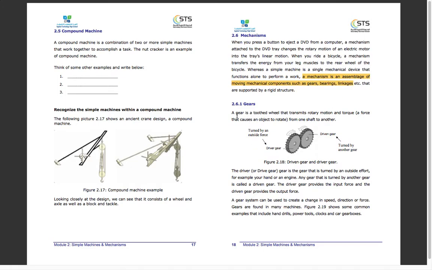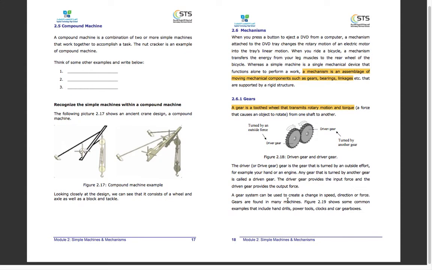Now, what is a gear? A gear is a toothed wheel that transmits rotary motion and torque. What is torque? Torque is a force that causes an object to rotate. Now, if you have 2 or more gears, one of them will be the driver gear, the one that is turned by an outside force, also the input. And then the other one will be the driven. We know this. Now, what can we use a gear for? We can use it to change speed, direction, or force.